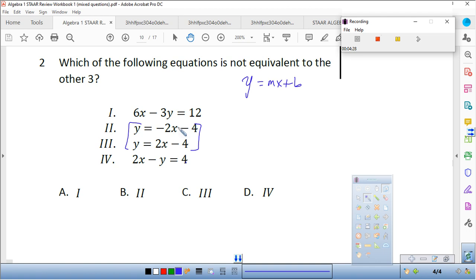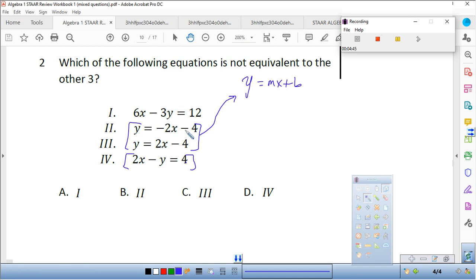There are several things you can do. You can write them all in standard form like this. You can write them all in y equals mx plus b. I am going to just choose one of these two, and if this one matches up to either one of these, then I know the one that is different. You see these slopes are different.